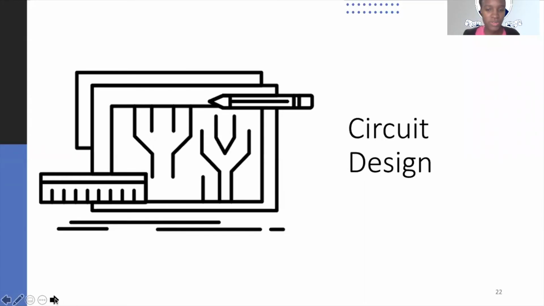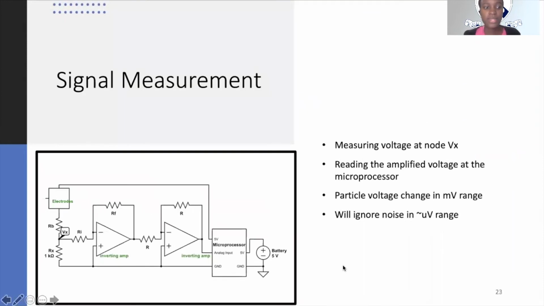So now I'm going to talk about the circuit design. In this circuit design, we can see a setup where we have our electrodes, which is where the plastics will pass through and then they'll cause a change in resistance. So resistance is proportional to voltage, so we'll be measuring that change in voltage. And the way we'll be doing that is through a voltage divider circuit.